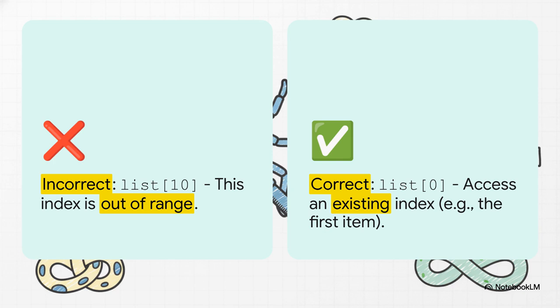And this brings up a super important thing to remember about Python. It always starts counting from 0. So list[0] will get you the very first item. Always remember that 0 indexing. It'll save you a lot of headaches.